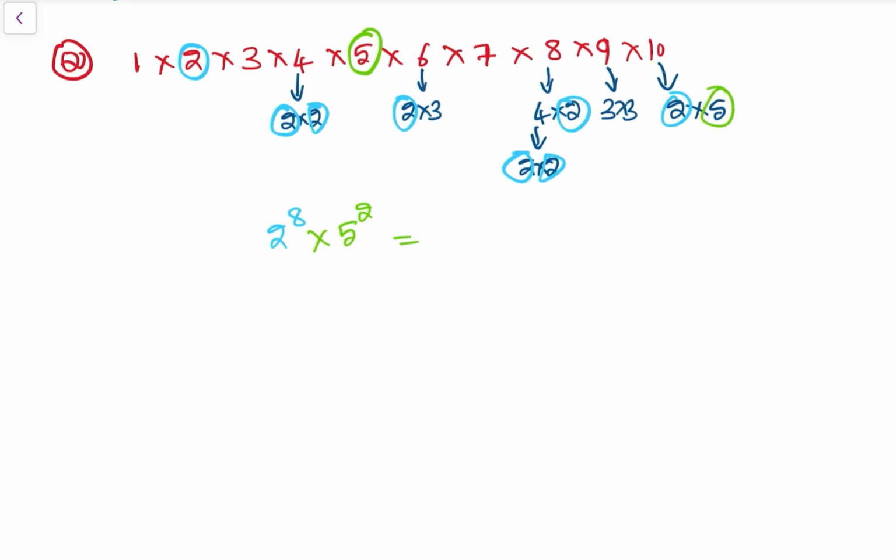ठीक है, so कितने zeros आएगा? There are 2 zeros, because 5 to the power 2 है, so 2 into 5s are possible, इसीलिए 2 zeros would be at the end of the product.